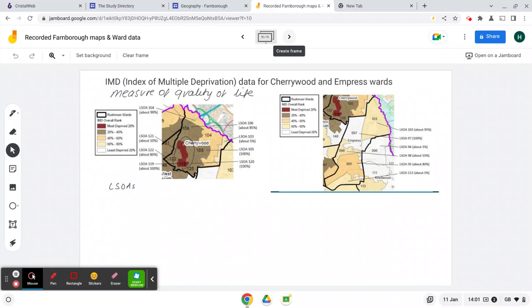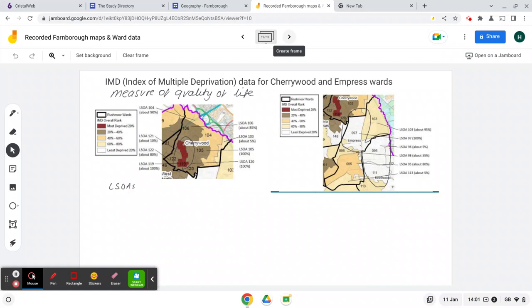In Empress Ward, it's the reverse. You can see that no LSOAs fall in that most deprived 20%. You've actually got 3 which are in the least deprived 20%. So this is really good at showing a difference in quality of life because you can compare this statistical data.